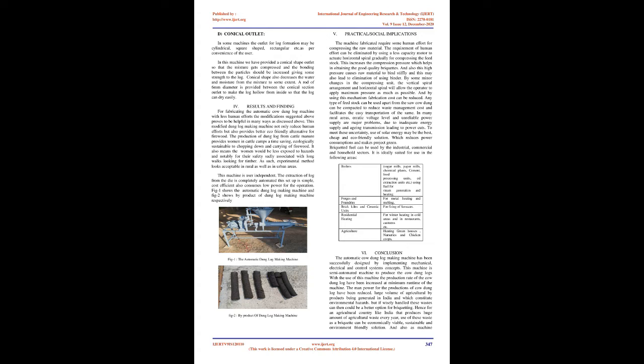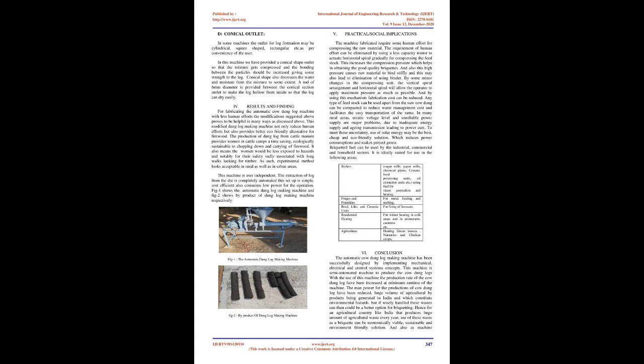4. Results and findings. For fabricating the automatic cow dung log machine with less human effort, the modification suggested above proves to be helpful in many ways as discussed above. This modified dung log making machine not only reduces human effort but also provides a better eco-friendly alternative for firewood. The production of dung log from cattle manure provides women in cattle camps a time-saving, ecologically sustainable alternative to chopping down and carrying of firewood. It also means the women would be less exposed to hazards, and notably for their safety, sadly associated with long walks looking for timber.